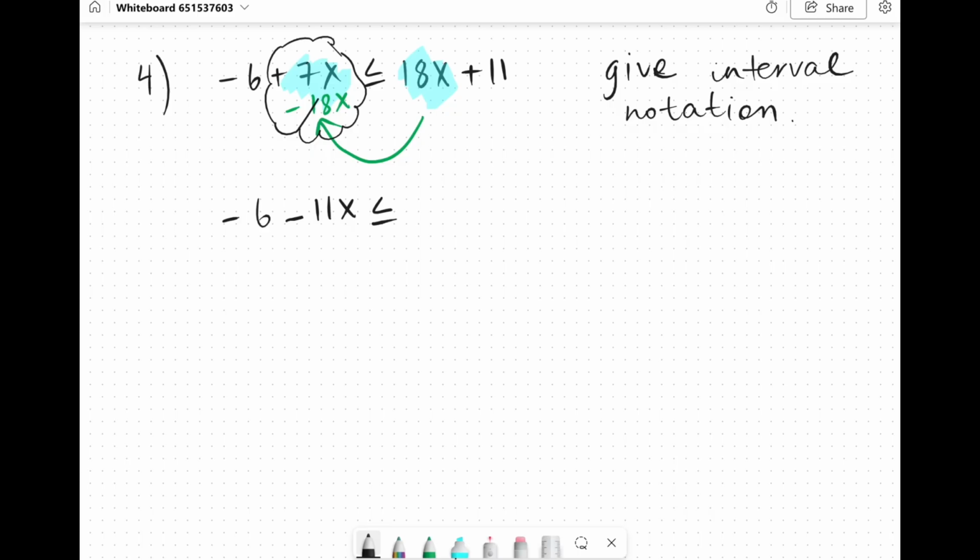Then my inequality symbol, and I don't have 18x on the right anymore. The only thing I have there is this 11. So now I need to get this x here by itself. Addition and subtraction get removed before multiplication, so I will be moving the -6 first by adding it. This gives me -11x is less than or equal to 17.